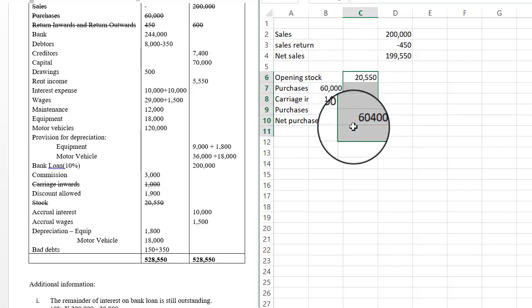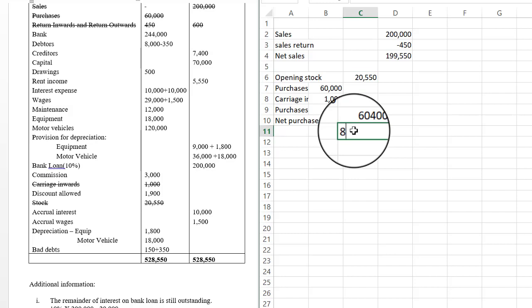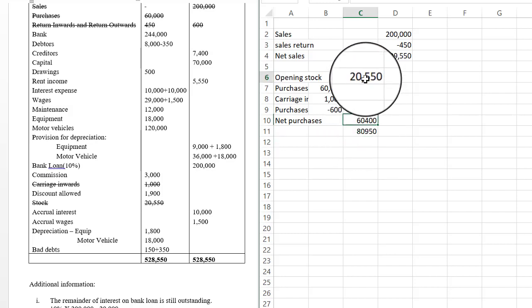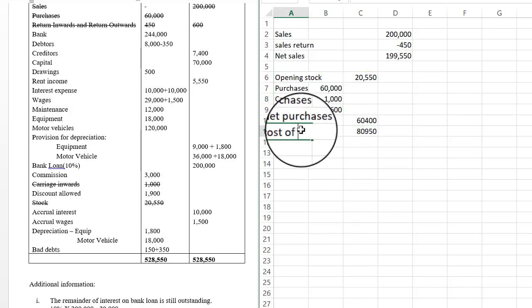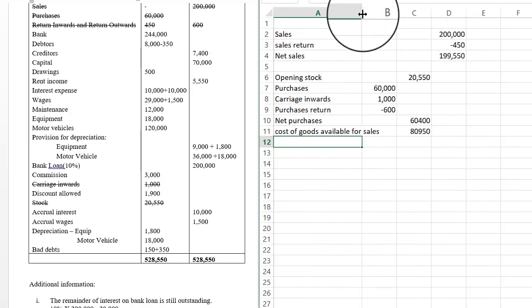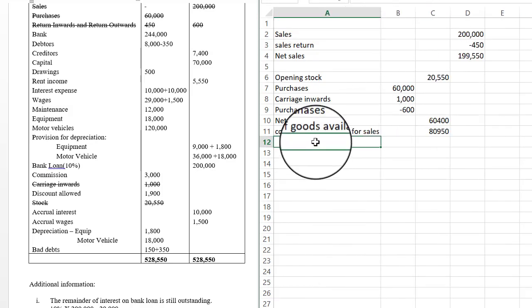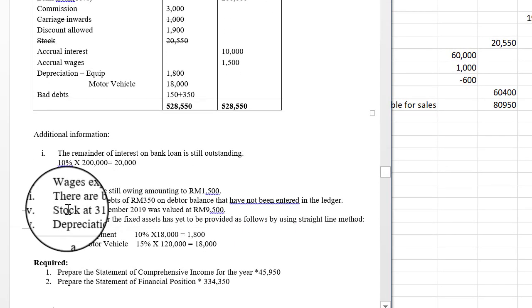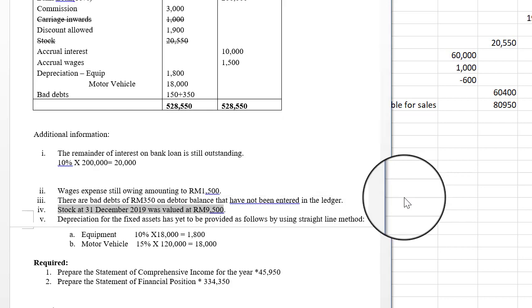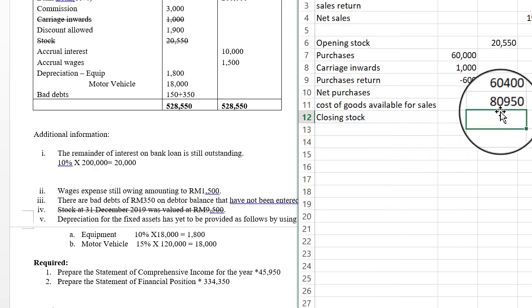So total cost of goods available for sales is 0950. This is your cost of goods available for sale. Next, you will have your closing stock. Same thing, your closing stock, you have to take from our additional information. Just now we have it here in your additional information. It's 9005. So this one minus out, you have your 9005.